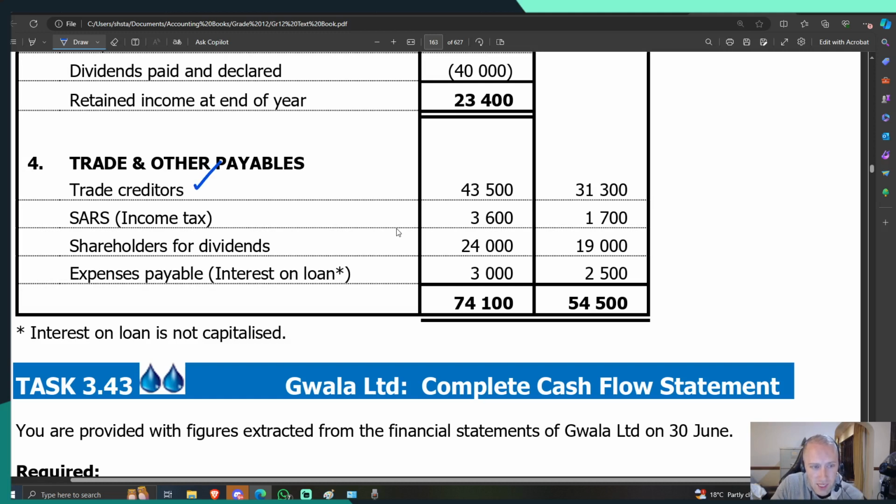It has income tax. Oh, that does not go into this part of the balance sheet, and I'll show you why in a moment. Dividends does not go into this part of the balance sheet. Expenses payable, it can, depending on what expenses are payable. For example, if you owe rent to someone. But in this case, it's an interest on loan. Interest on borrowed funds does not go into this part of the cash flow statement. And I'll show you why it doesn't.